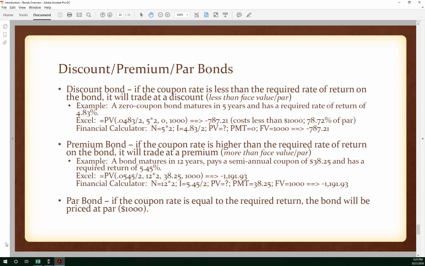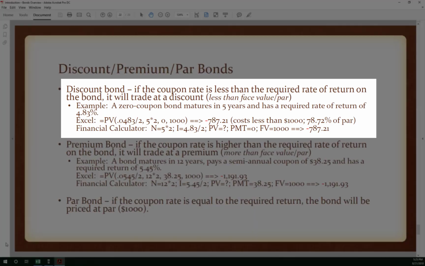Again, a fundamental kind of definition thing for our bonds. Discount bonds are bonds that are priced less than par value, and that would happen if the coupon rate is less than the required rate of return on the bond. For example, a 0 coupon bond that matures in 5 years and has a required rate of return of 4.83% would be a discount bond.